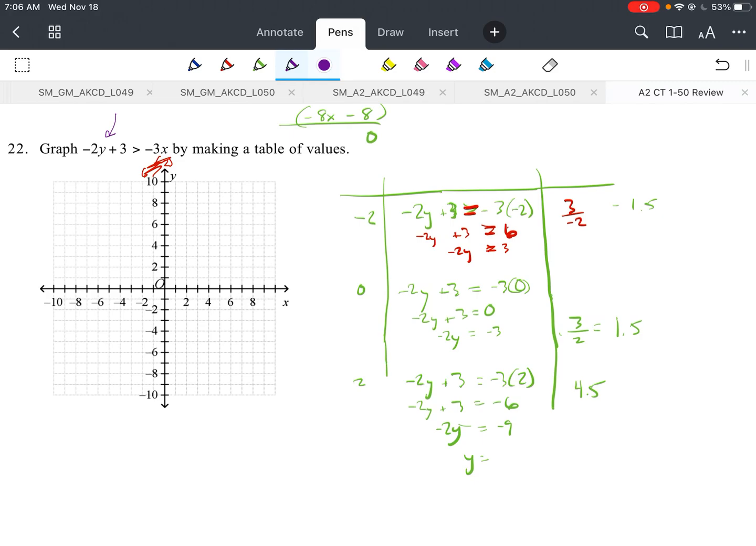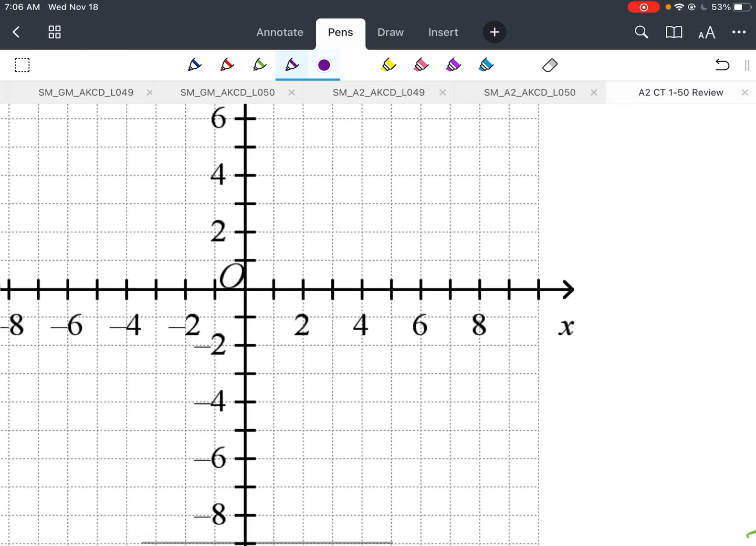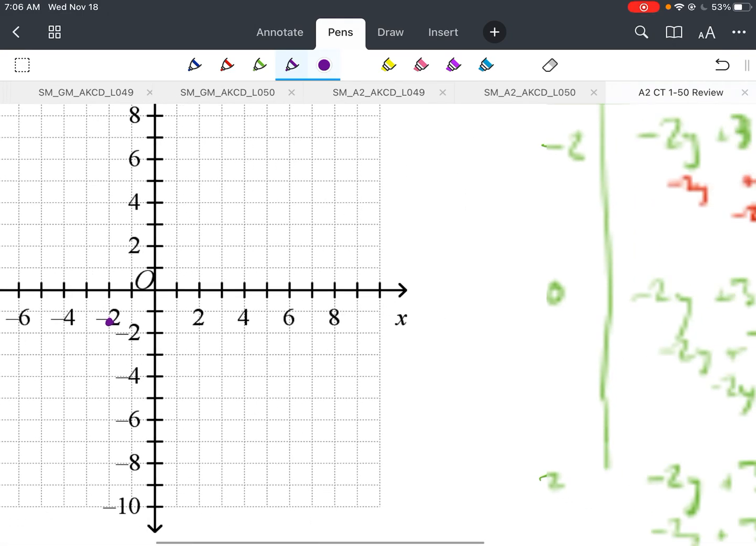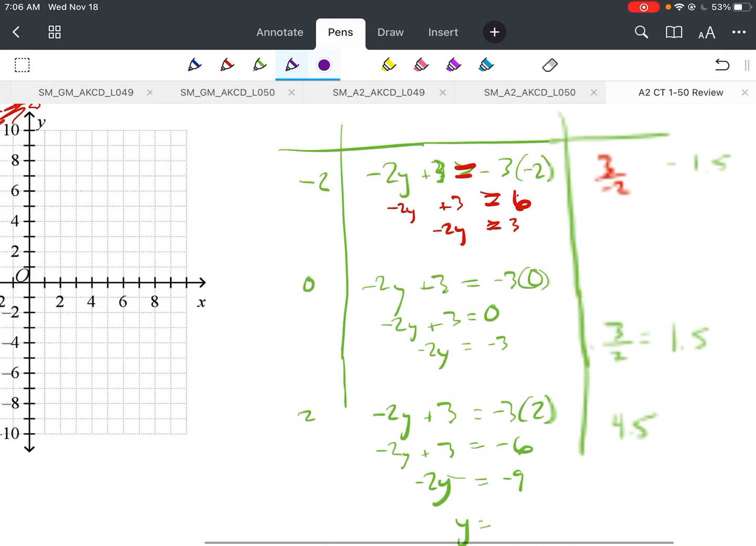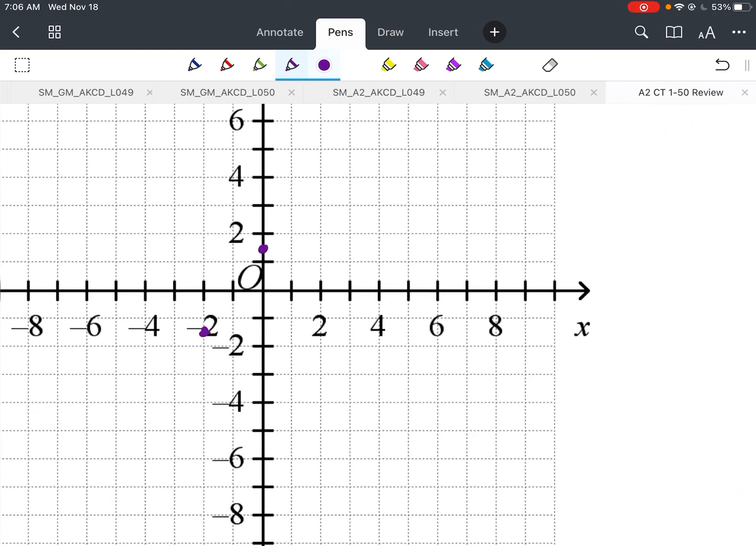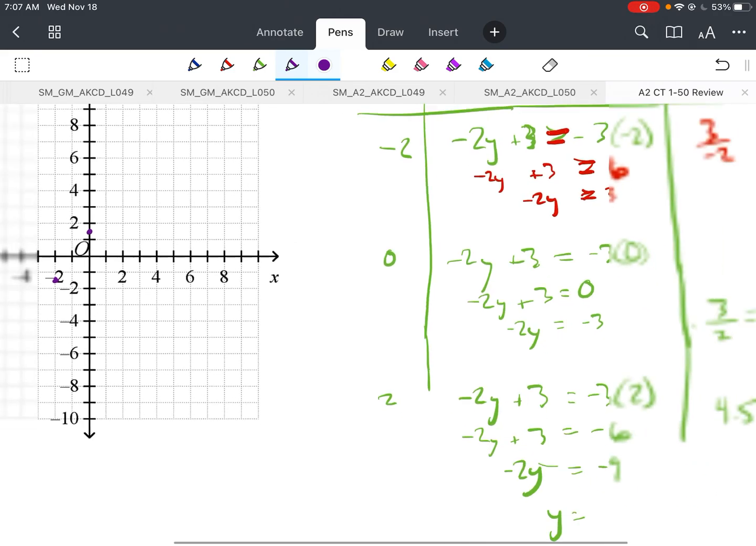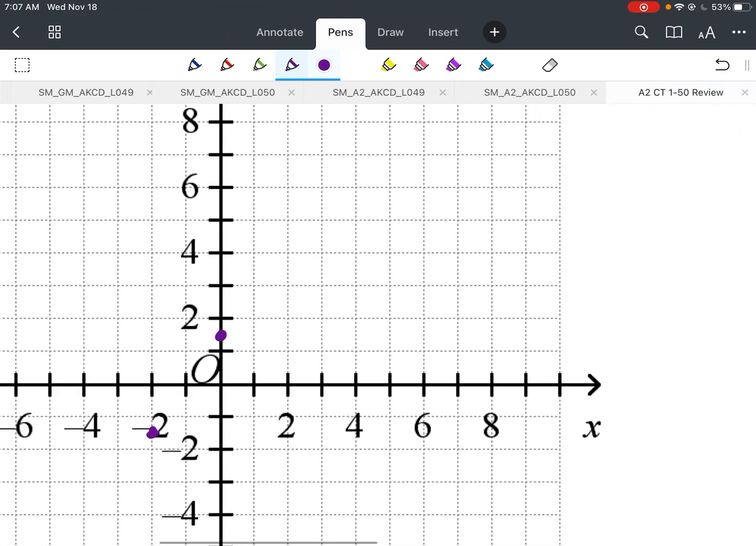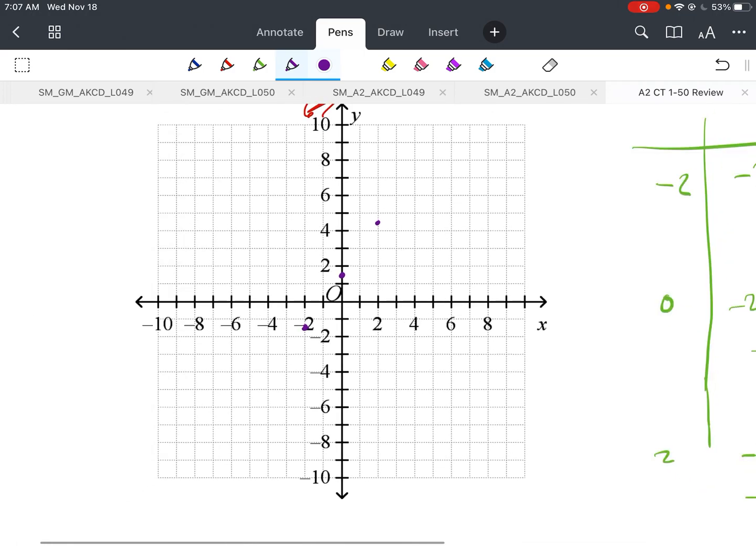So negative 2 is negative 1.5, so that's right here. And 0, the y-intercept is at 1.5. That's here. So let's just make sure they're in a straight line. And the other one is 4.5. So this is at 2, 4.5. And I think they're actually in a straight line. I think we did it right. All right.